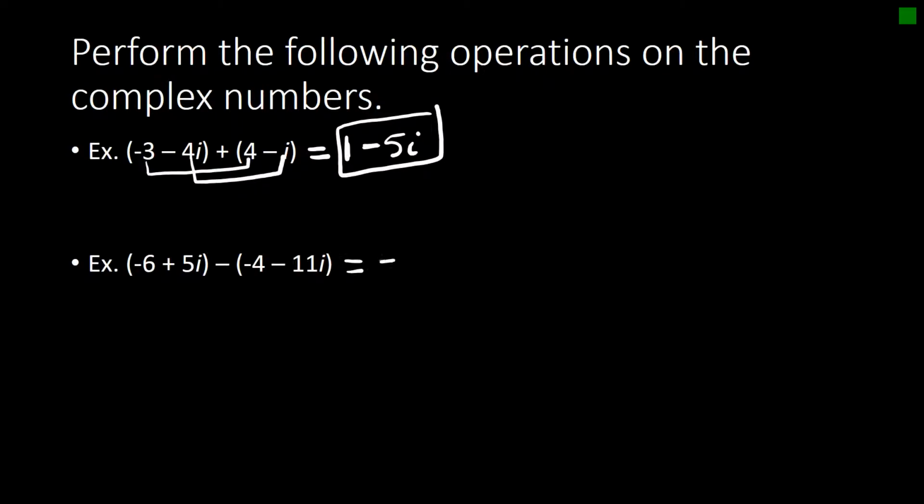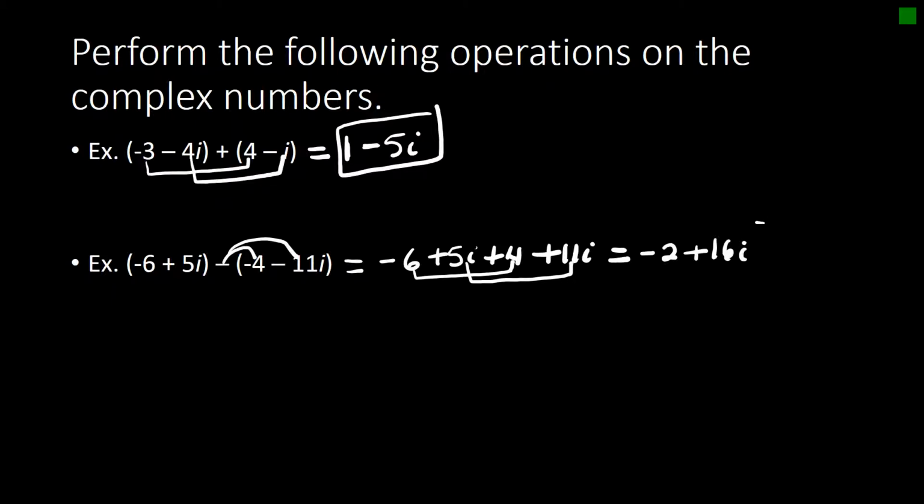So here we can treat this as, I said, as if they're polynomials, even though they're not. We have negative 6 plus 5i. Then we want to subtract what's in parentheses, which means we're going to have to distribute. So when I distribute the negative across negative 4 minus 11i, it becomes plus 4 and plus 11i. So again, we can add our like terms. Negative 6 and 4 is negative 2. And 5 plus 11 is 16i.